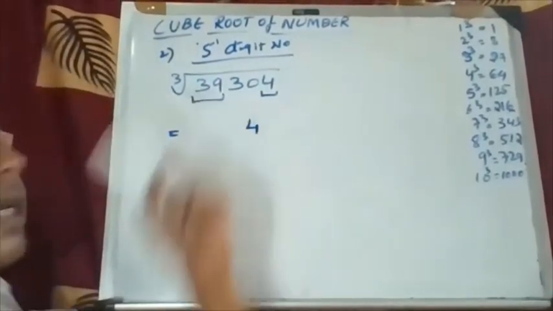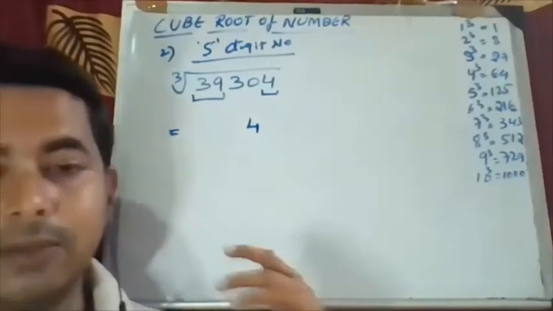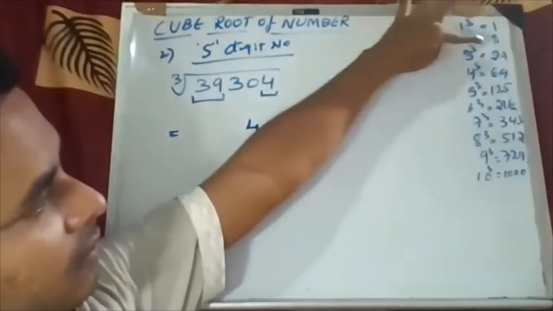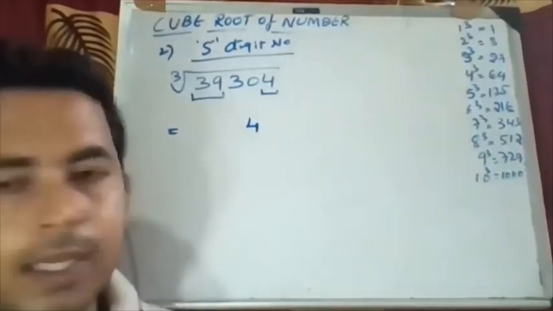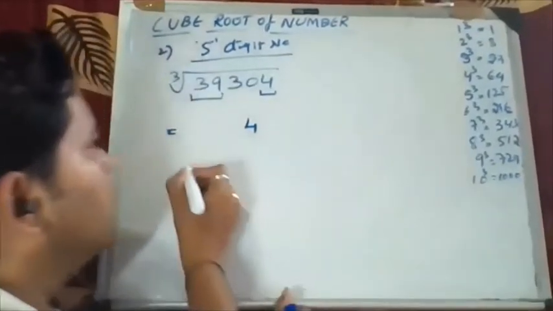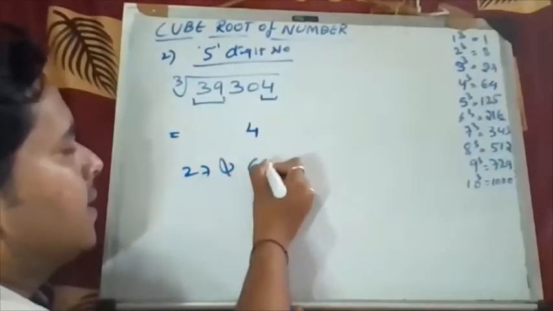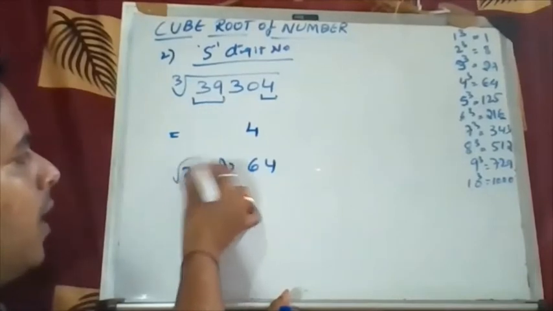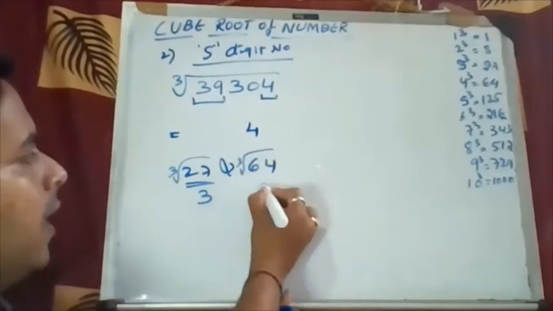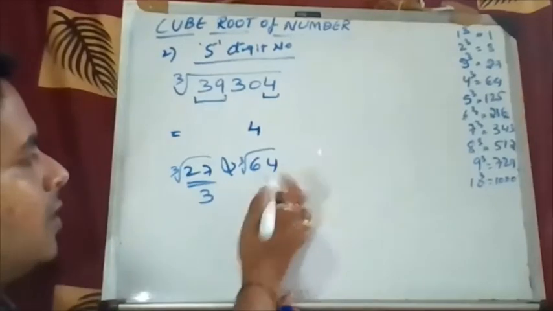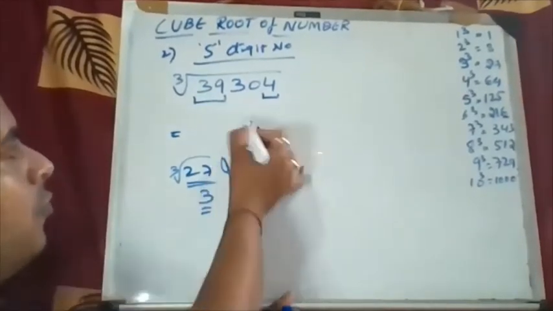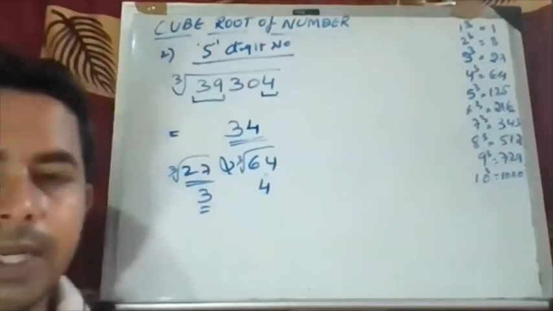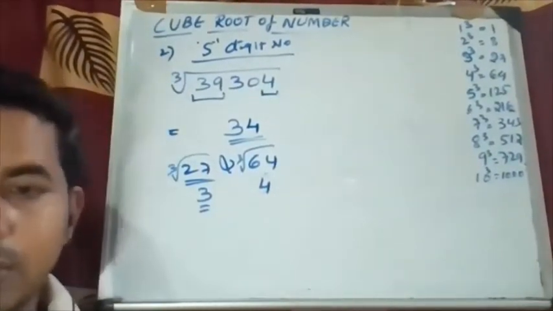Now check 39. So 39, check where it lies. So 39 lies between 27 and 64. And consider the smallest number. What is the cube root of 27? 3. And what is the cube root of 64? 4. So consider the smallest number, that is a 3. So your first digit will be a 3. So your answer will be what now? 34. So try to always take the smallest number.